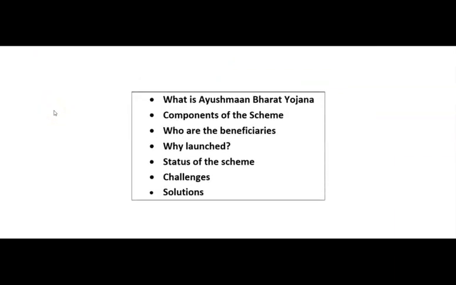So these are the aspects that we are going to cover during our discussion. Firstly, we'll be seeing what is Ayushman Bharat Yojana, the components of the scheme, along with who the beneficiaries of this scheme are, why it was launched, what the current status of the scheme is, and what the possible, and in fact present, challenges are that the government is facing right now in the implementation of the scheme, along with the solutions and the way forward.